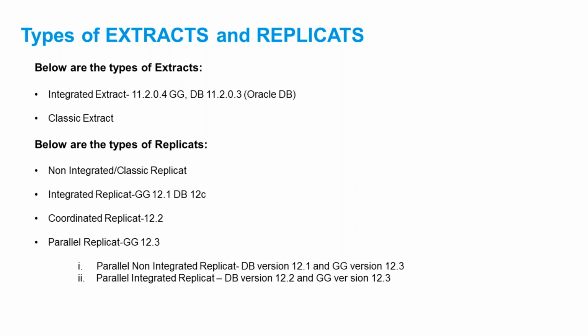Now you can always use your source as integrated extract and target as non-integrated replicat, or your source can be classic extract and target can be integrated replicat. You can use any combination, that is also possible. So for the architectures we have talked about before, classic and microservices, you can configure either of these extracts or replicats, provided they are supported as per database and Golden Gate version.